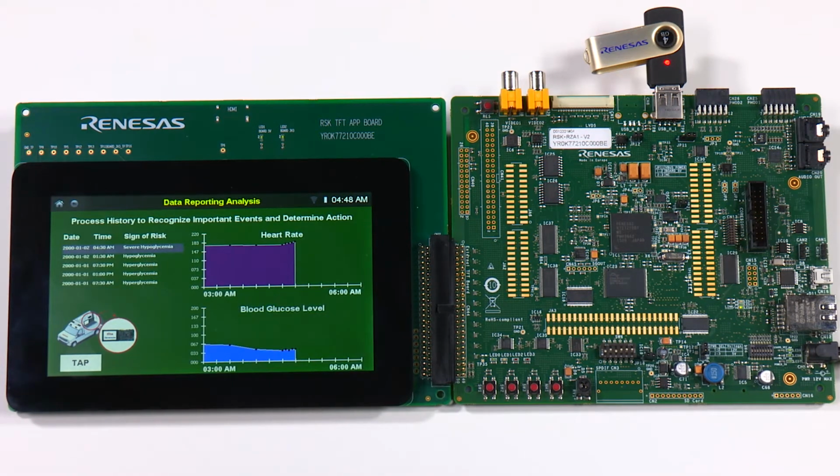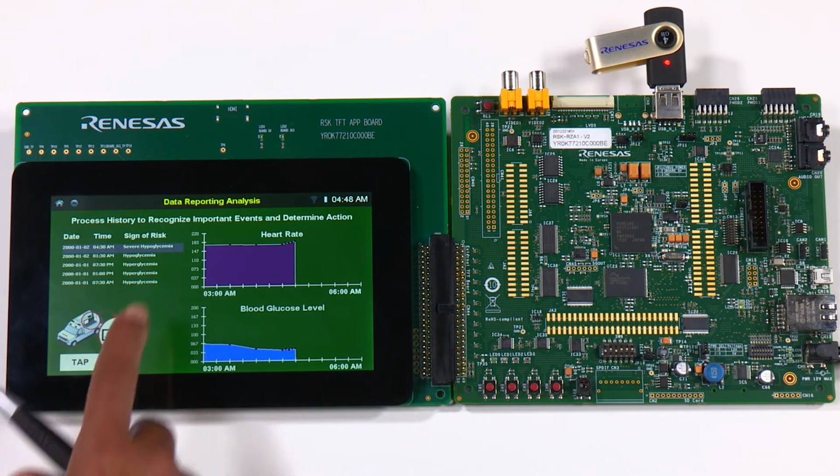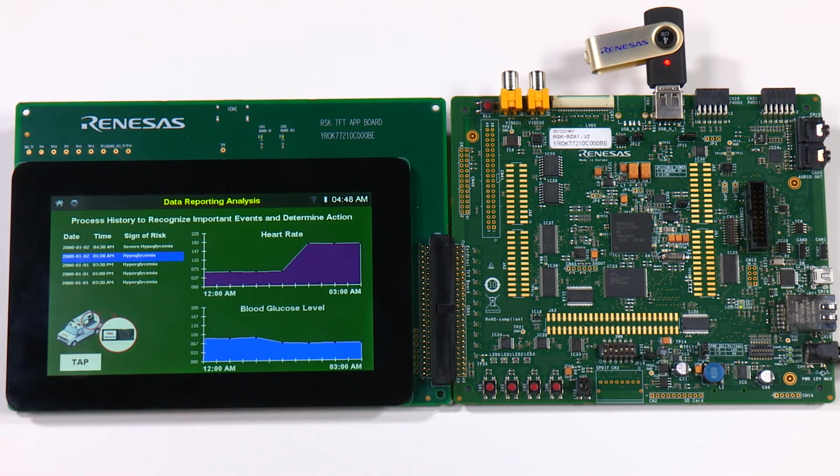The paramedics can also use the RZ microprocessor to process the database to identify important events that might have occurred. Since we have a microprocessor here with access to all of this data, it is possible to implement algorithms to identify such events at the endpoint device.